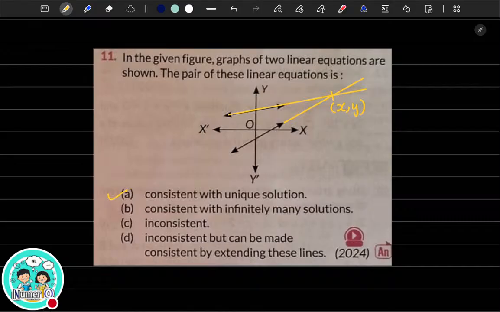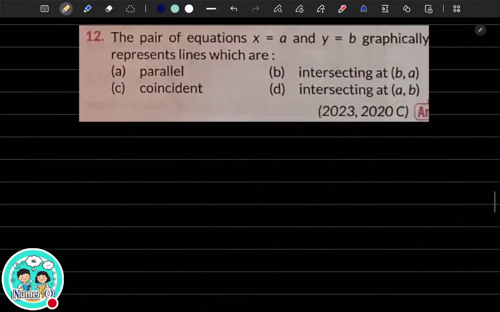Okay, can we do one more question before we end the live? Okay, the 12th question for you. The pair of equations x equal to a and y equal to b graphically represents lines which are, can you try it out? Are they parallel? Are they coinciding? Or are they intersecting at b comma a or a comma b?